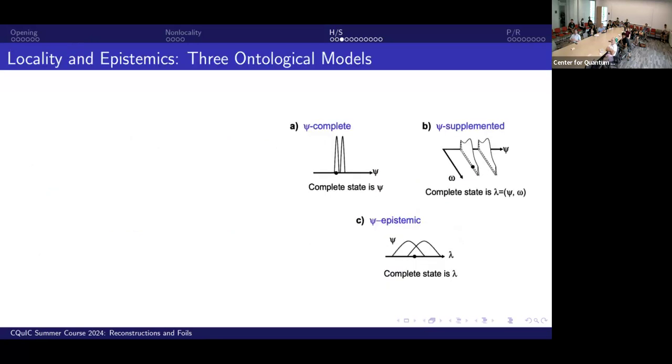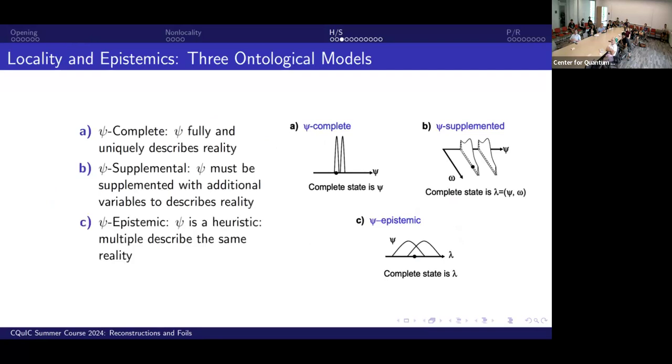And now this paper considers 3 different kinds of models, so-called psi-complete, psi-supplemental, and psi-epistemic models for quantum mechanics. The idea is that in a psi-complete theory, the wave function psi fully and uniquely describes reality. The idea of psi-supplemental theories is that psi is a real thing, it does describe some reality, but you can have some additional things there. These are like certain kinds of hidden variable theories. And we have these so-called psi-epistemic theories, where the wave function is just some kind of heuristic. You have multiple different psis describing the same reality.